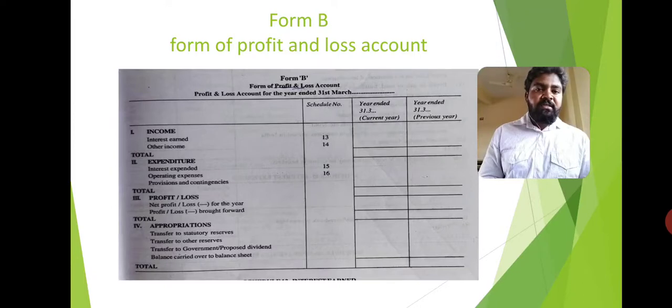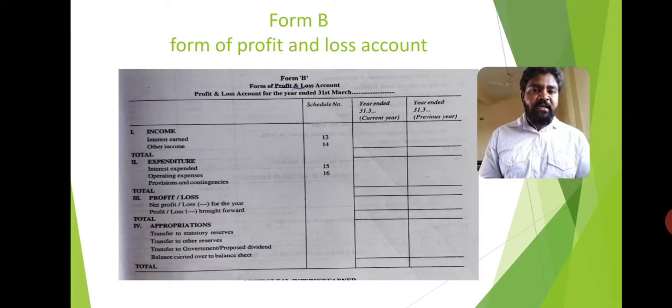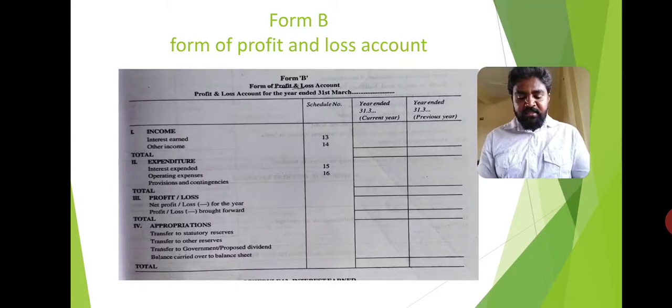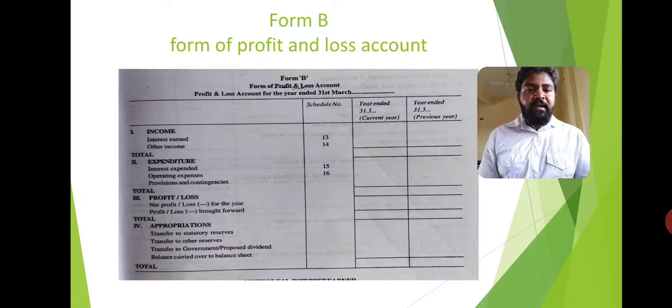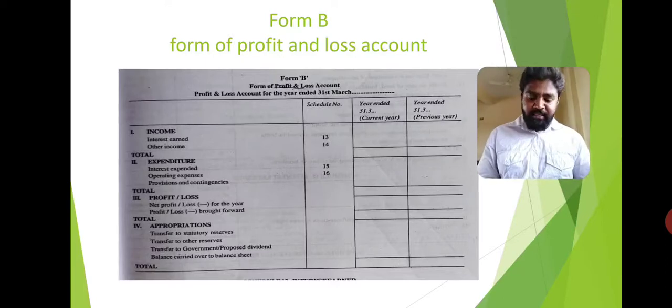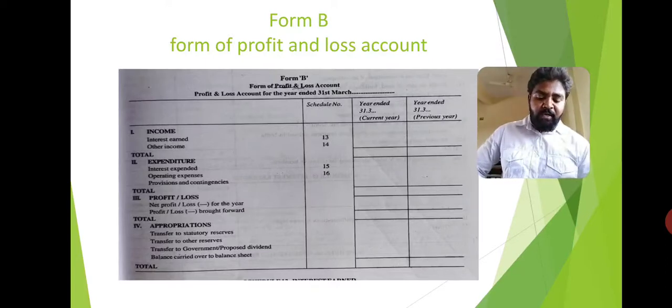Okay, so this is the information we need to consider under schedule number 13, interest earned: interest or discount on advances or bills, income on investments, and other interest or interbank funds. Next, other incomes. Here, other incomes are actually commission, exchange and brokerage, and profit on sale of investments.